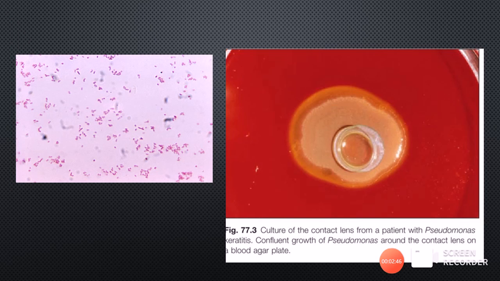Now on gram stain, you will have these gram-negative bacilli, and this is a culture of a patient. Pseudomonas is a very common isolate from people who use contact lenses and who use contaminated contact lens solutions to clean them. Sometimes patients using contaminated tap water to clean the contact lenses can also have Pseudomonas aeruginosa. This is the contact lens of the patient, which was cultivated on blood agar, and you can see the confluent growth of Pseudomonas aeruginosa from that contact lens.